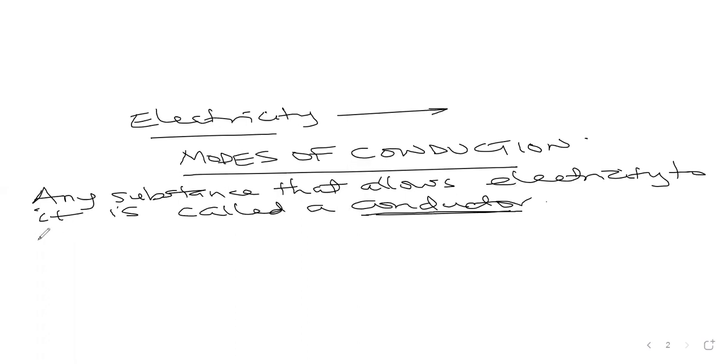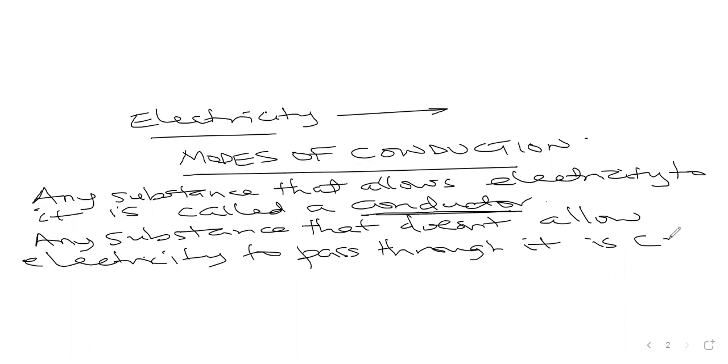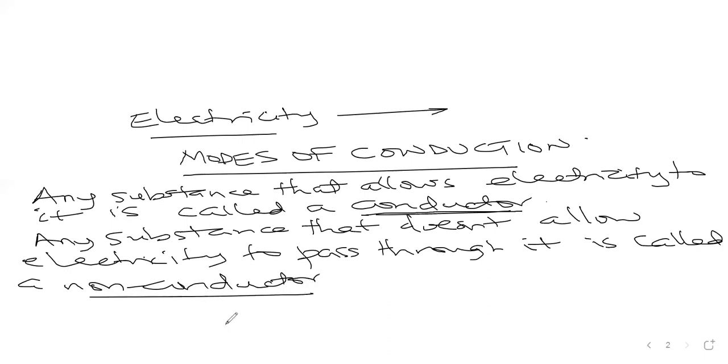Then those opposite to conductors, so any substance that doesn't allow electricity to pass through it is obviously called a non-conductor. If I talk about non-conductors, you can think of things like wood, those solid substances that don't conduct electricity, paper. You can think of soil, dry soil, and you can think of plastic. All those substances that do not allow electricity to pass through are called non-conductors.